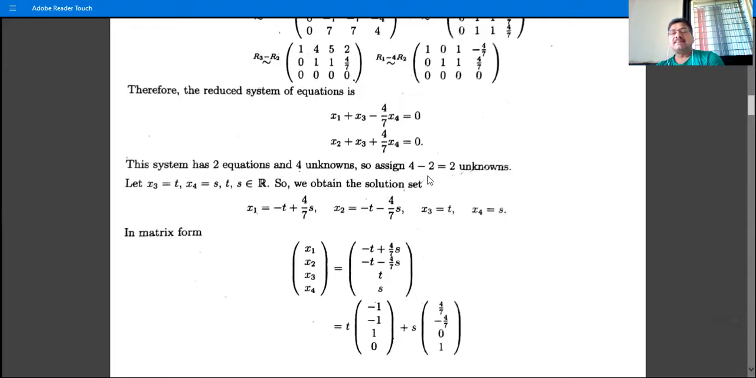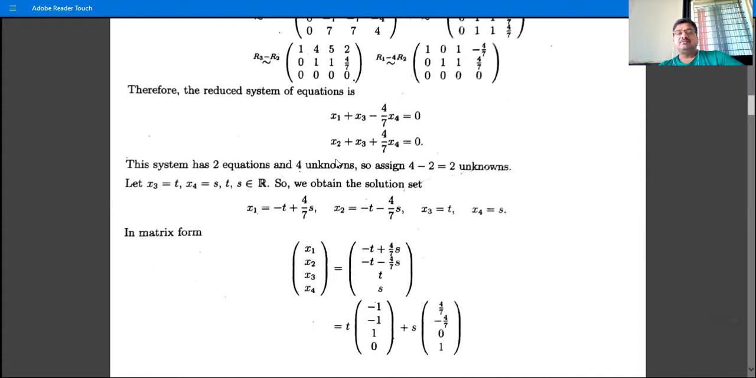So assign 4 minus 2, that is two unknowns. In order to solve the system, we have to assign two unknowns. Suppose x3 is t and x4 is s. To remove the fraction, we can take x4 as 7s, or we can take x4 as s, and t and s are any real number.